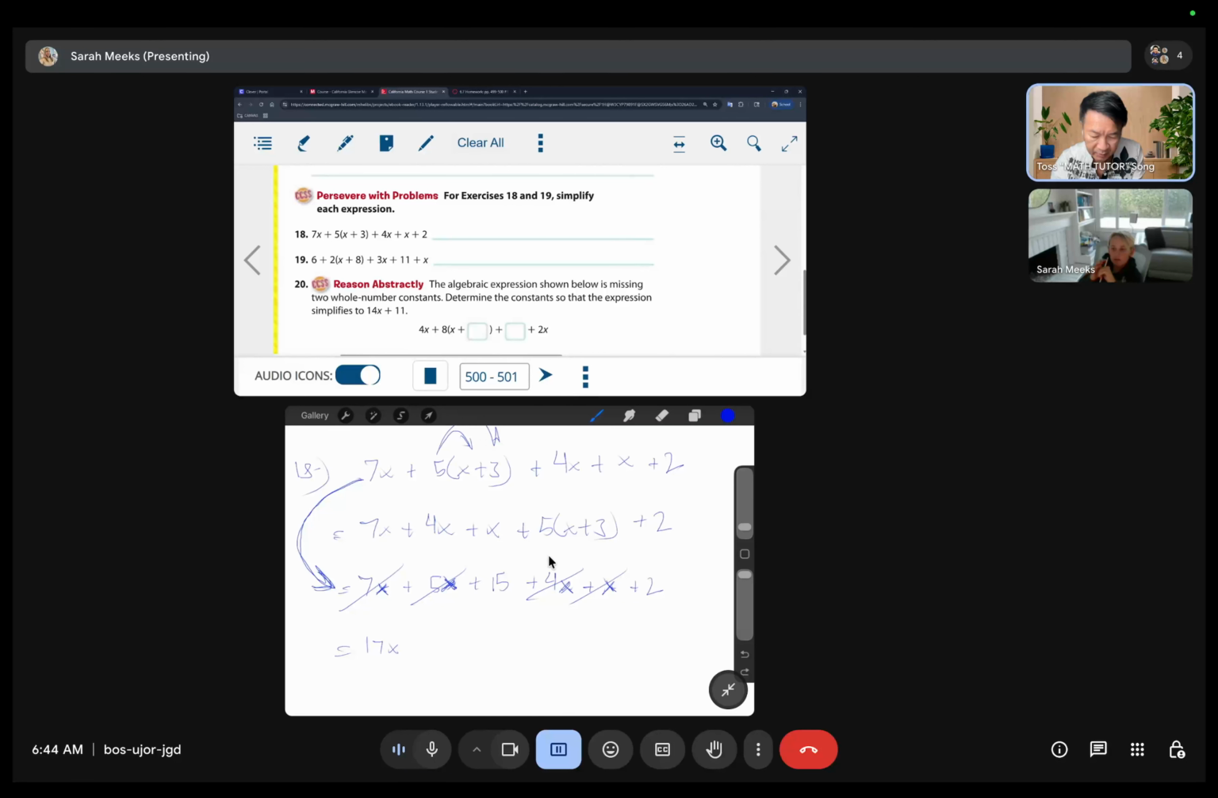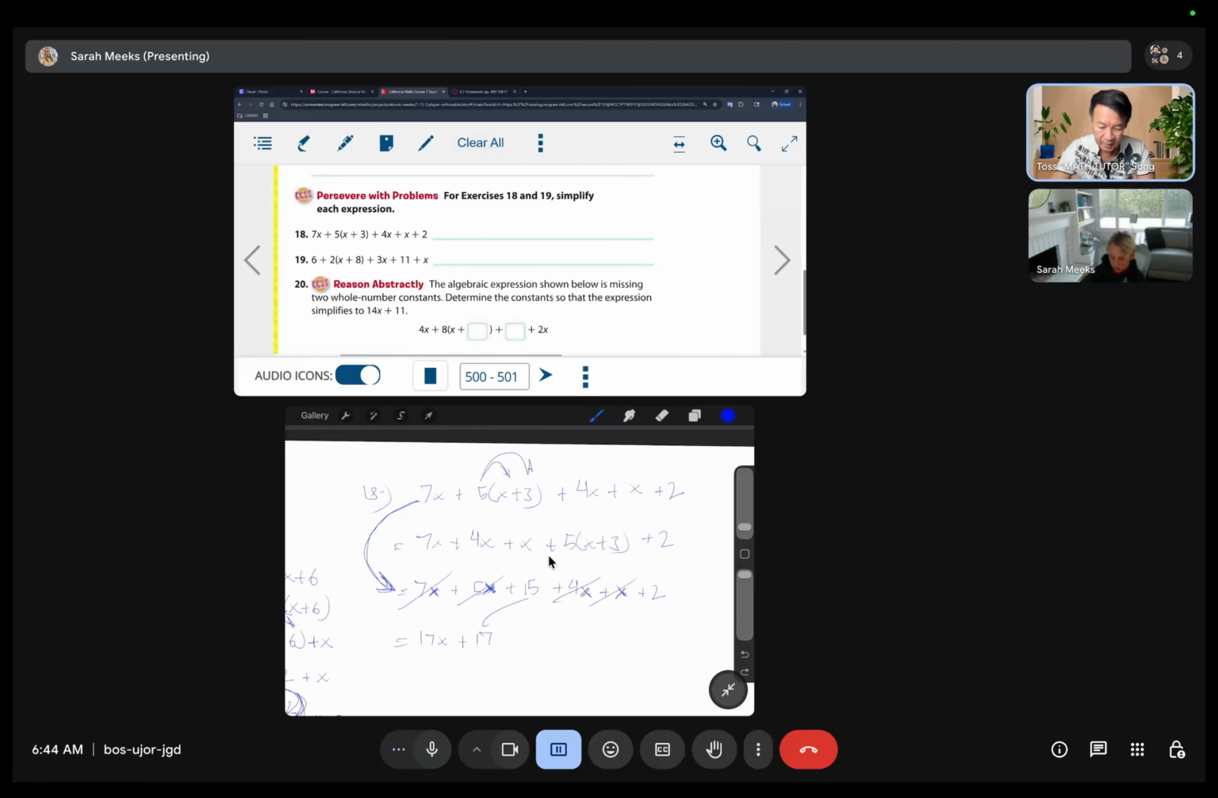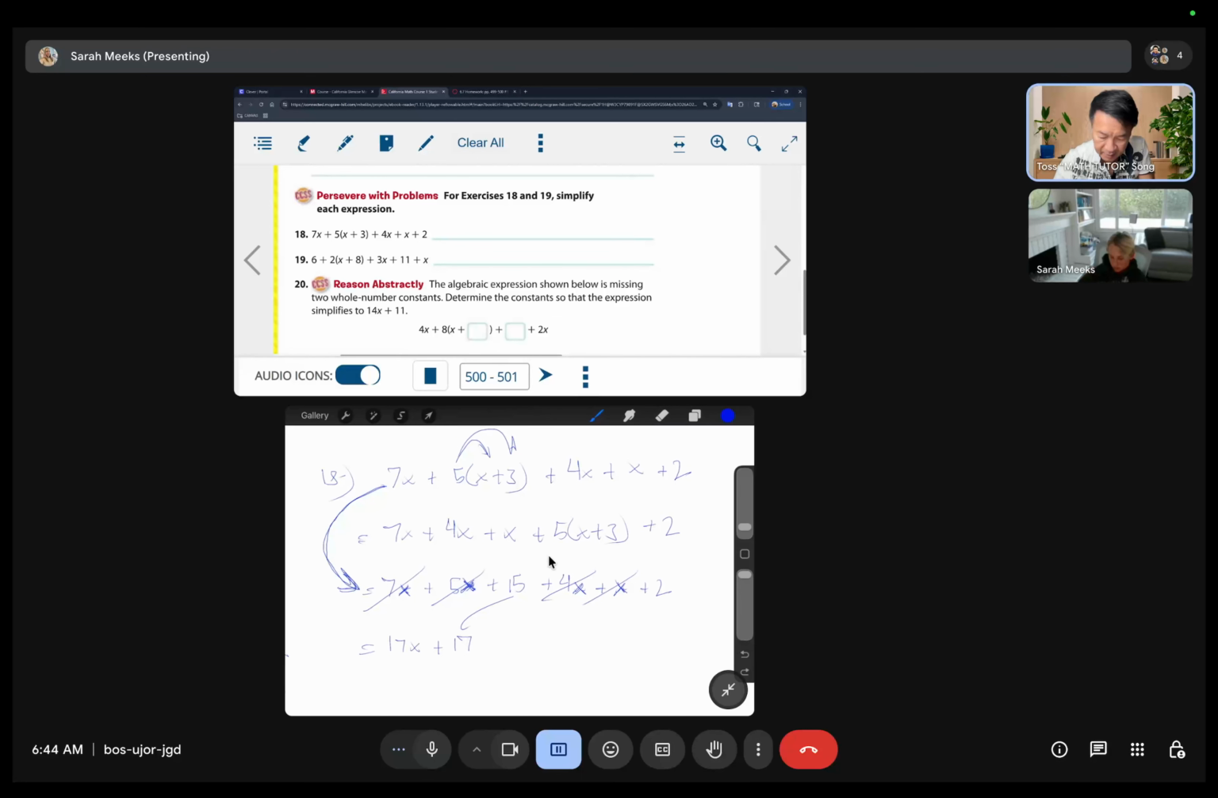But okay, right now you're done with the x terms. You only have the numbers. See the 15 and the 2 that you need to copy down, but might as well combine them at the same time. So 15 and 2, they're like terms, therefore you can combine them. So here's your final answer, 17x plus 17. So the 15 and 2 gives you 17, just the 17. There it is. Okay, so this should be your final answer.